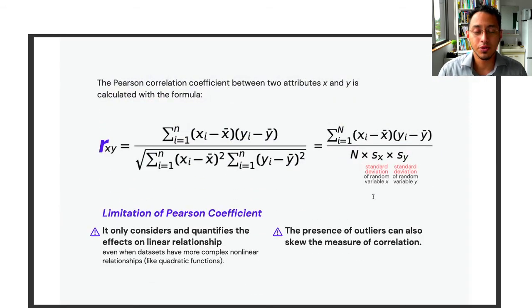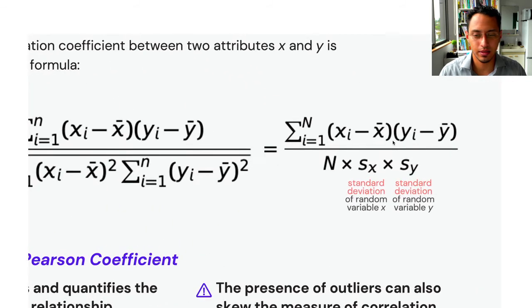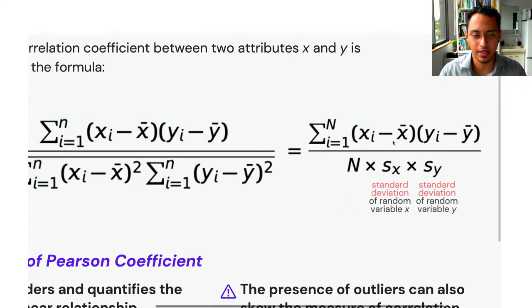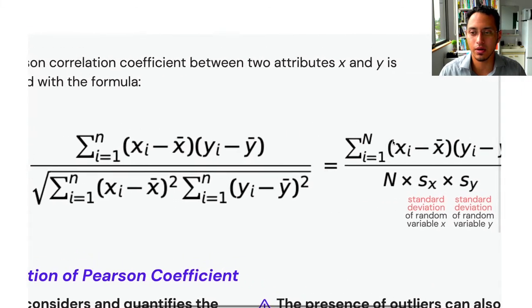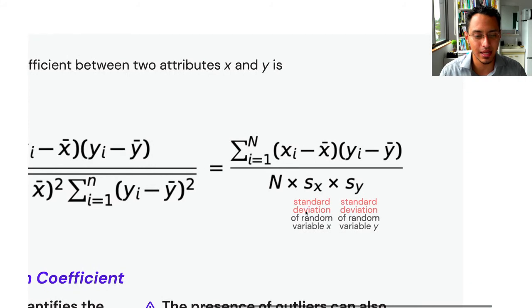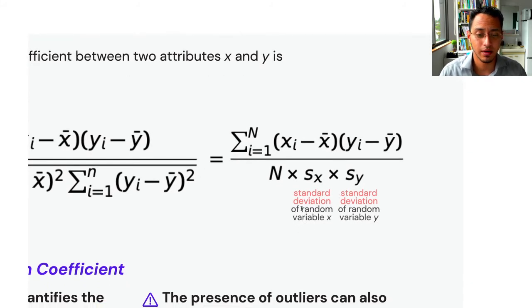If you want to calculate the Pearson correlation coefficient between X and Y, for example, you can use the following formula, or you can write it like that. Basically, to calculate the correlation coefficient, you need the standard deviation of random variable X and also the standard deviation of the other one. So correlation is related to the standard deviation of each part.